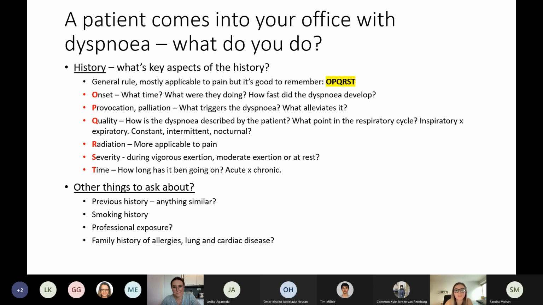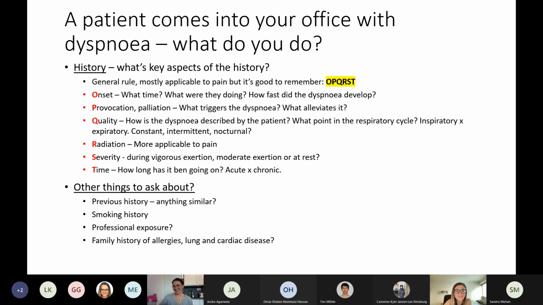Okay, so basically a patient comes into your office with dyspnea. What do we do now? The first thing is you have to do the history. So we're going to talk about the key aspects of history taking. The general rule mainly applies to pain, but it's always good to remember as well. It's OPQRST.